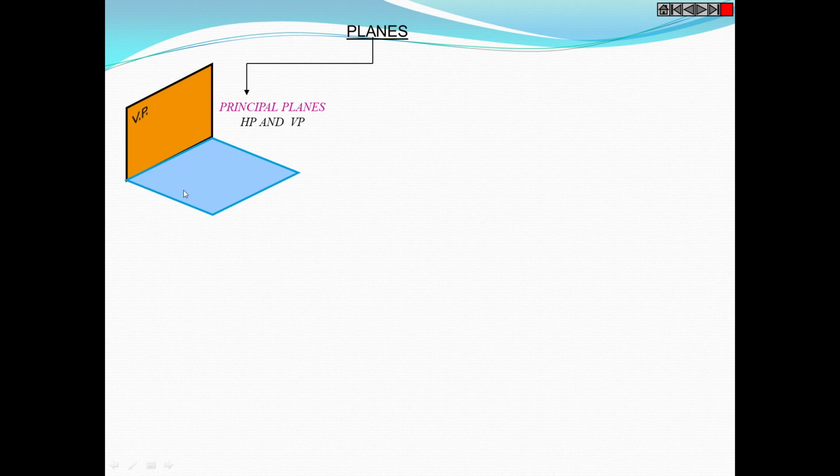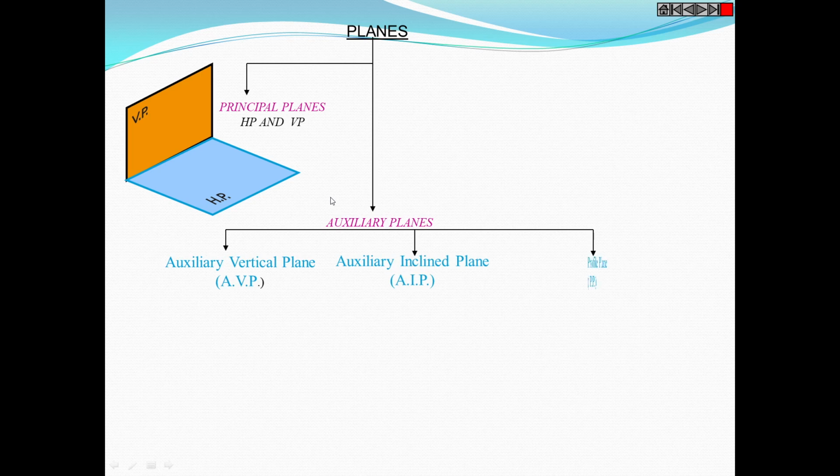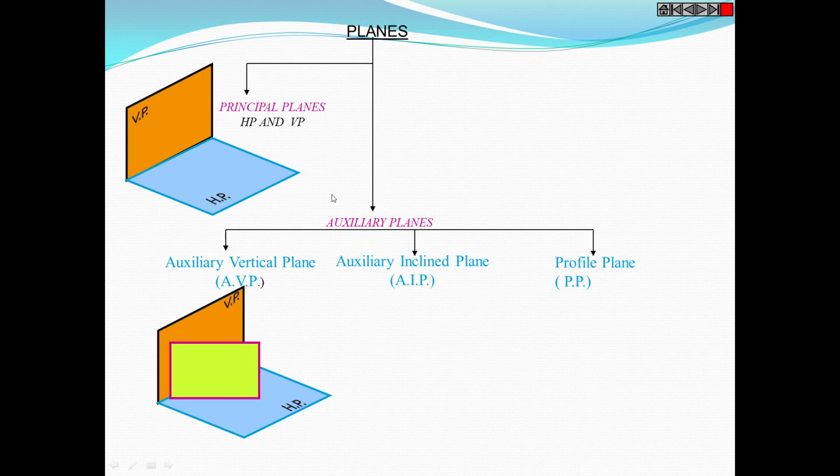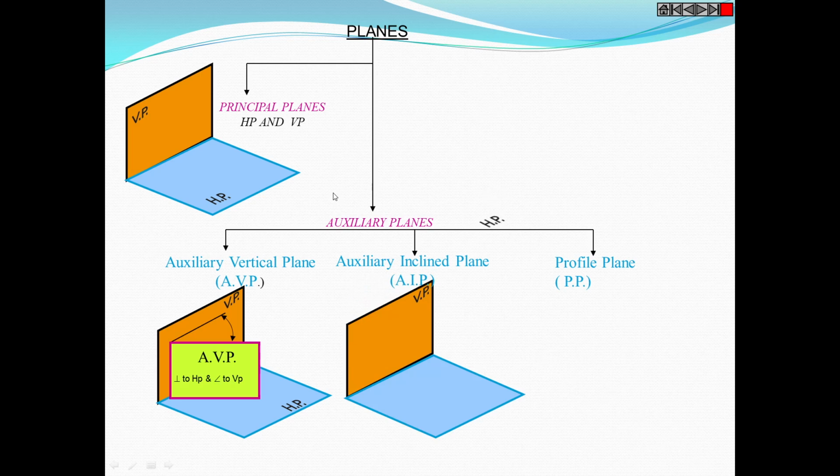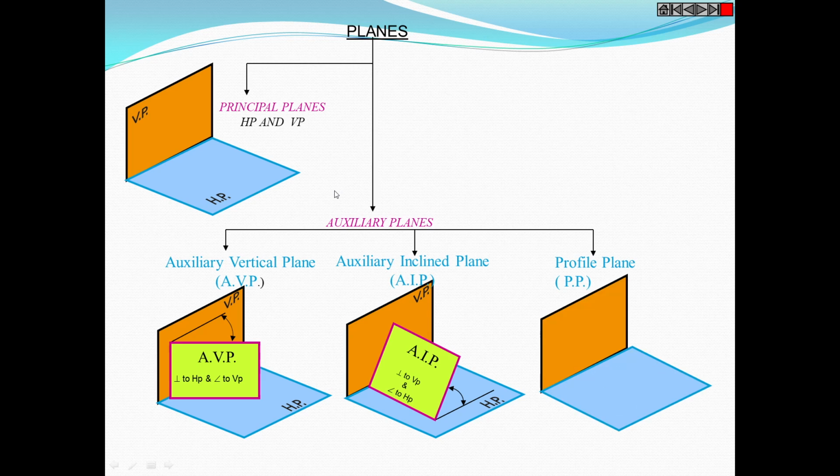Also, we have covered the principal planes and auxiliary planes. Principal planes are the horizontal plane and the vertical plane. The horizontal plane is parallel to the ground; the vertical plane is perpendicular to the ground and perpendicular to the horizontal plane. Auxiliary planes are on the basis of inclination to the horizontal plane and vertical plane. They are the auxiliary vertical plane, which is inclined to the vertical plane; the auxiliary inclined plane, which is inclined to the horizontal plane and perpendicular to the vertical plane; and profile planes, which are perpendicular to both the vertical plane as well as the horizontal plane.